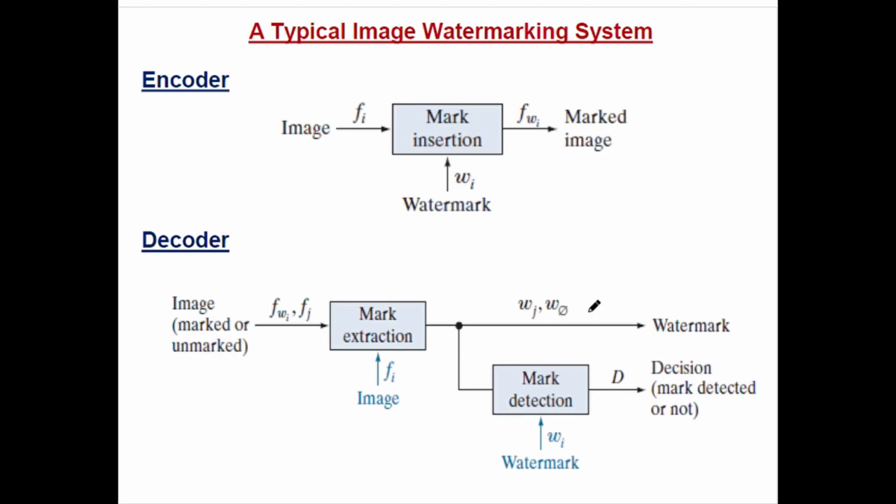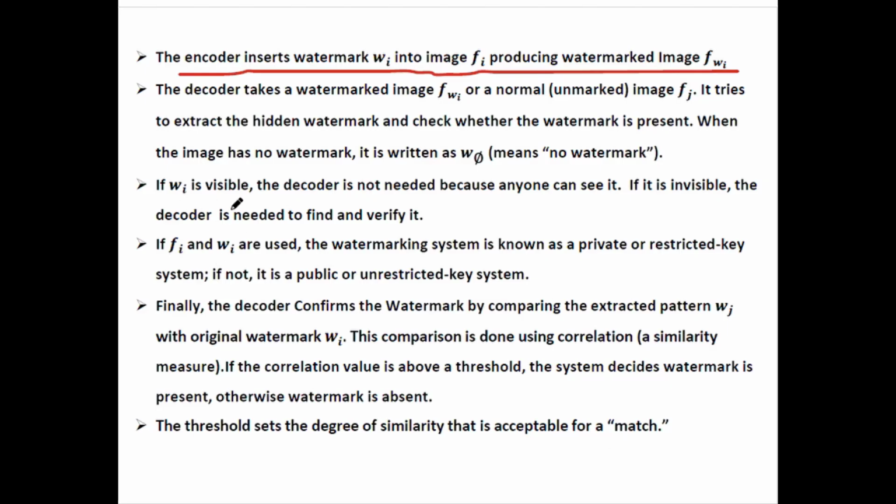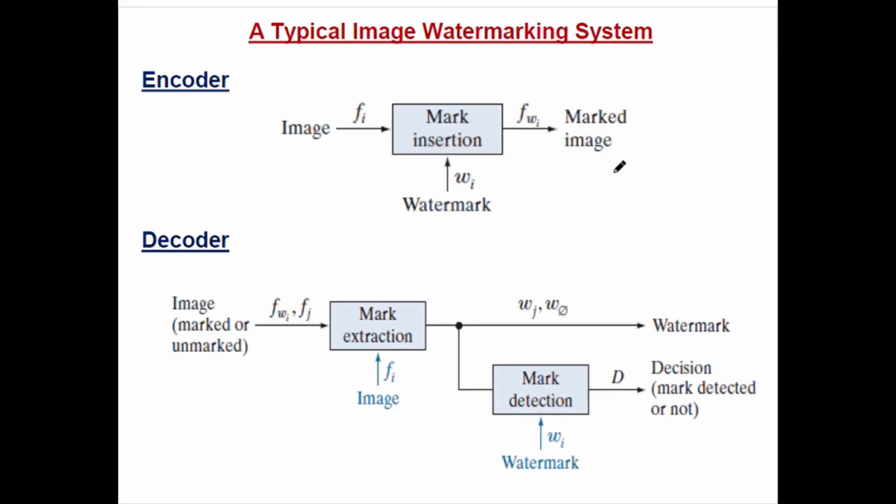Then after the extraction of Wj, it checks whether this extracted watermark is the same as the original watermark which was included on the encoder side. If Wi is visible, then the decoder is not needed because anyone can see it. If in the watermarked image you are able to see the watermark, there is no need of a decoder. But the decoder is needed when the watermark is invisible.